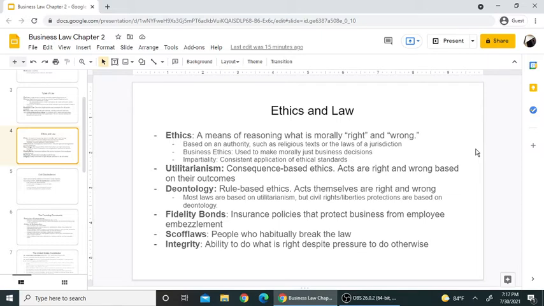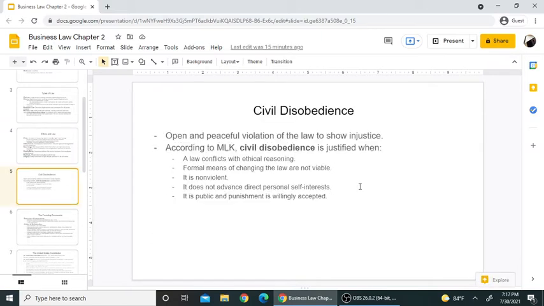So fidelity bonds are basically insurance policies that protect the business from embezzlement. Scofflaws are people who habitually break the law, and integrity is the ability to do what is right despite pressure to do otherwise. Civil disobedience is when there is an open and peaceful violation of law to show injustice.